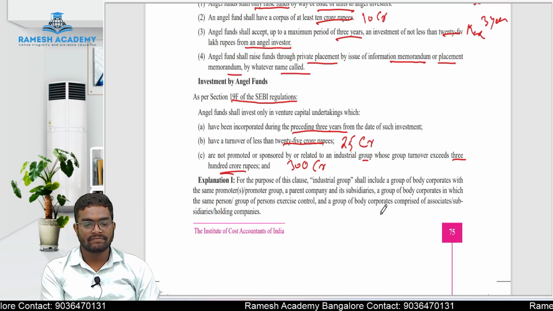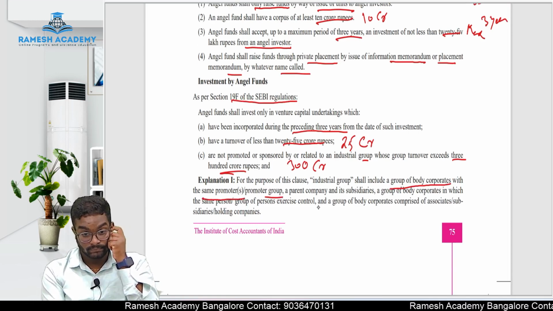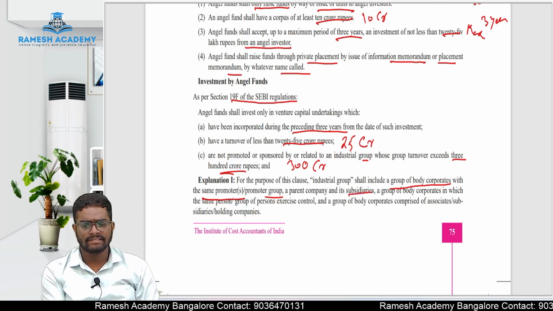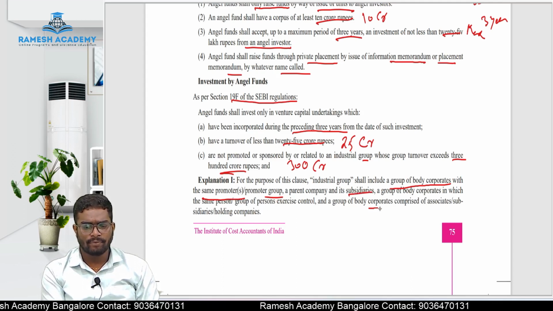For the purpose of this clause, industrial group shall include a group of body corporates with the same promoter or promoter group, a parent company and its subsidiaries, a group of body corporates in which the same group of persons exercise control, and a group of body corporates comprised of associates, subsidiaries and holding companies.